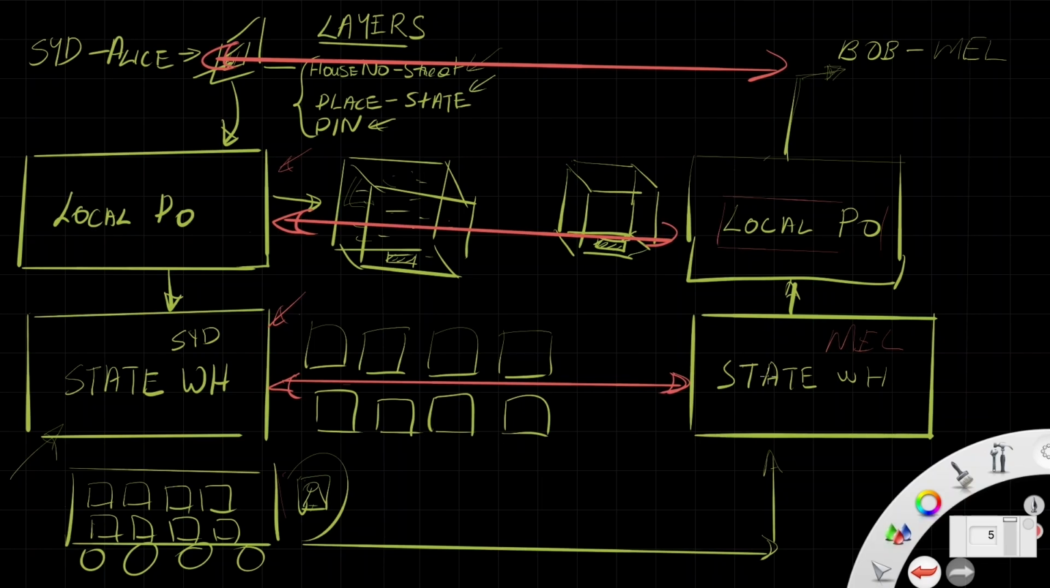Now, this state warehouse receives all the packets towards Melbourne, all the letters to Melbourne. Now, it sorts out everything related to this particular local post office and sends this box. So this box contains all the letters to this particular post office. And apparently that box will contain Alice's letter because Alice is targeting Bob and this is the local post office of Bob.